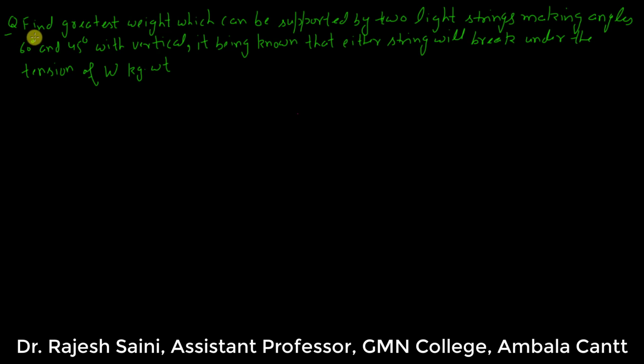And in this video lecture we will study one more numerical problem based upon Lami's theorem, and the statement of the problem goes something like this: find the greatest weight which can be supported by two light strings making angles 60 degree and 45 degree with the vertical, it being known that either string will break under the tension of W kilogram weight. So we have to find the greatest weight which can be supported by two light strings.